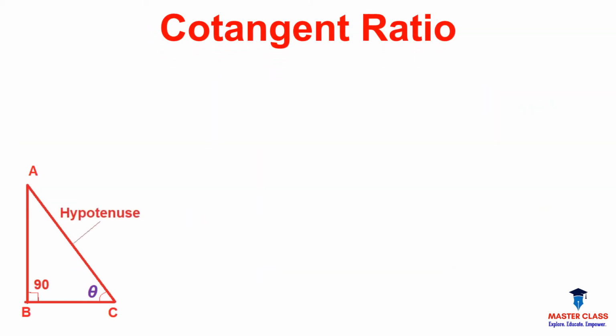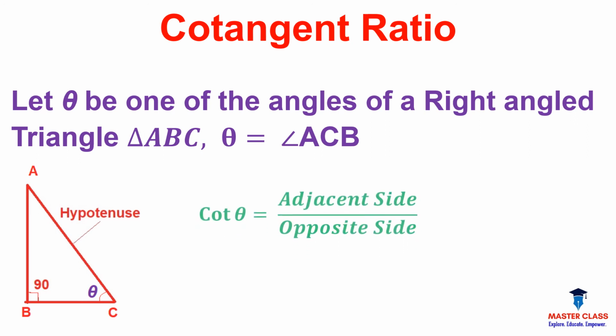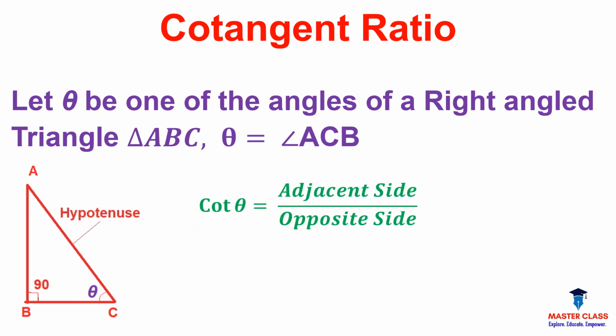We now come to cotangent ratio. Let theta be one of the angles of a right angle triangle, triangle ABC. Theta is equal to angle ACB. Cot theta therefore is equal to adjacent side divided by opposite side, or cot theta is equal to BC upon AB.